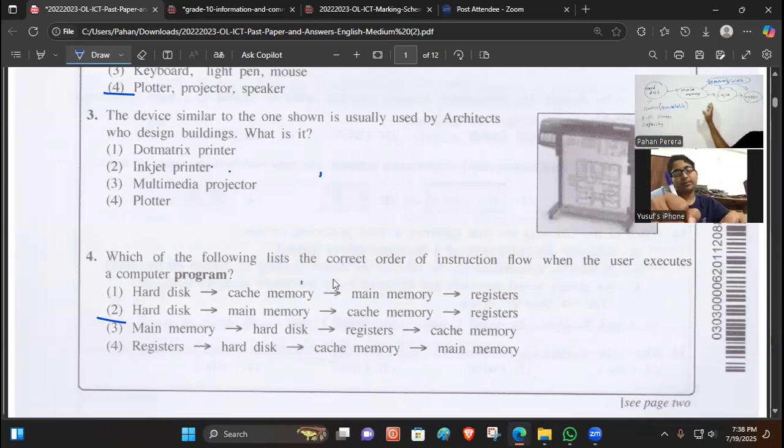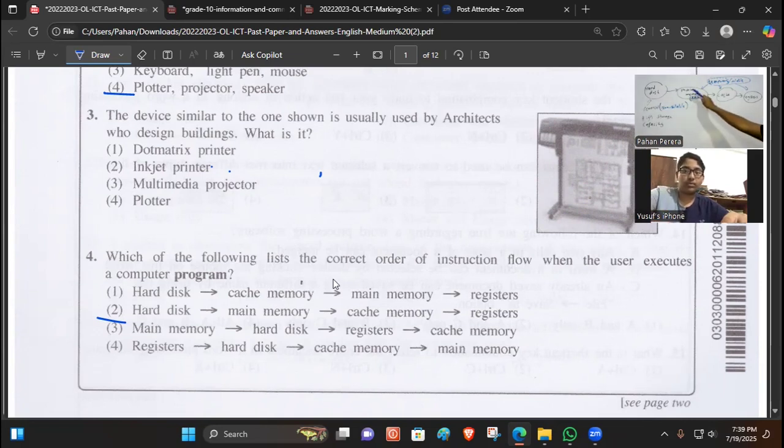But the speed of the main memory is higher than the hard disk. Then RAM means random access memory. If you consider hard disk and main memory, the hard disk has high storage capacity but is slower than main memory. Main memory has lower storage capacity than the hard disk, but it is faster than the hard disk. Do you understand the thing?